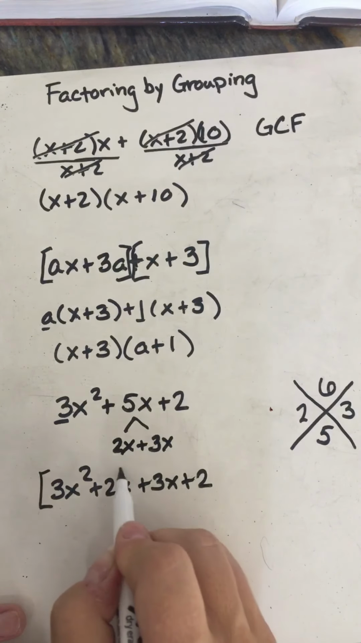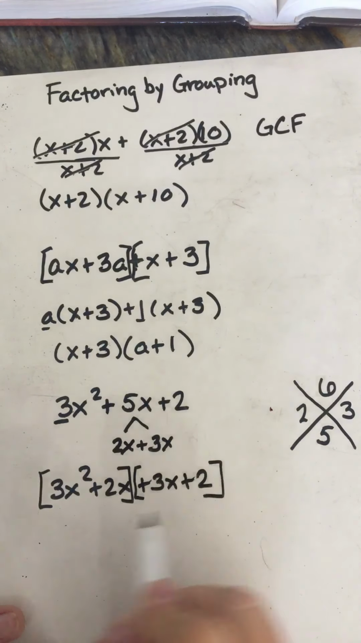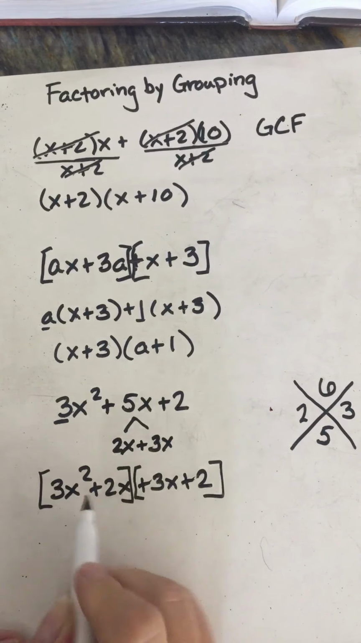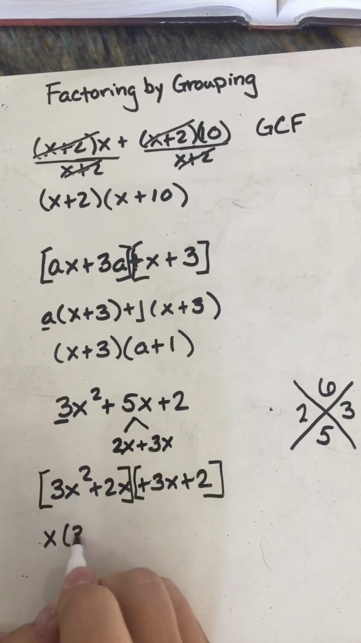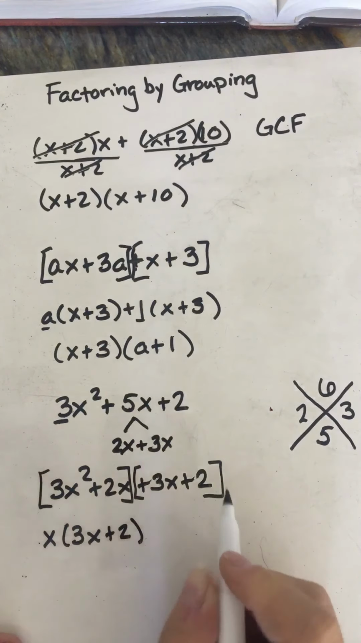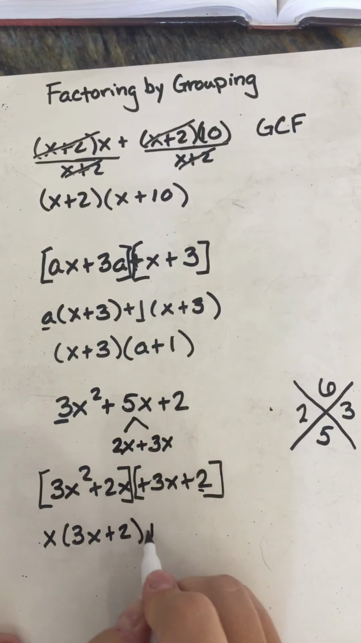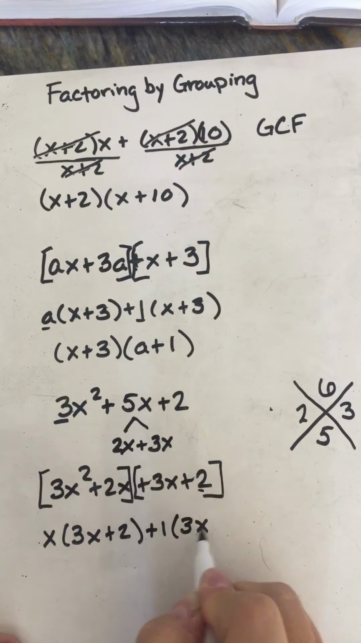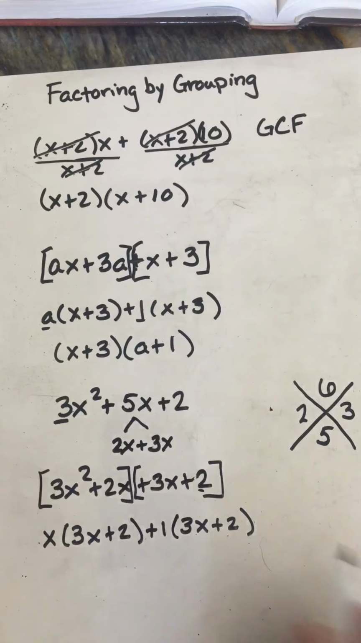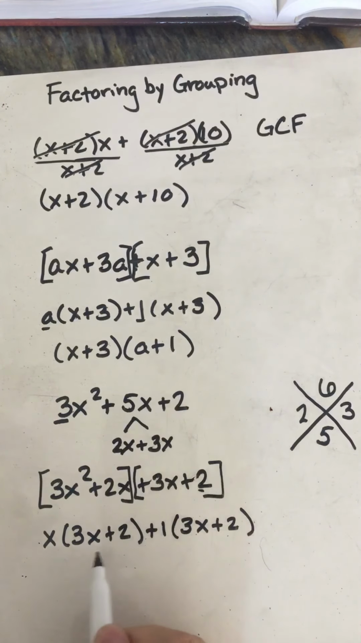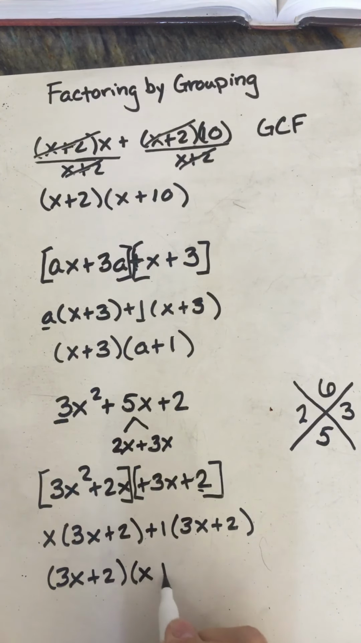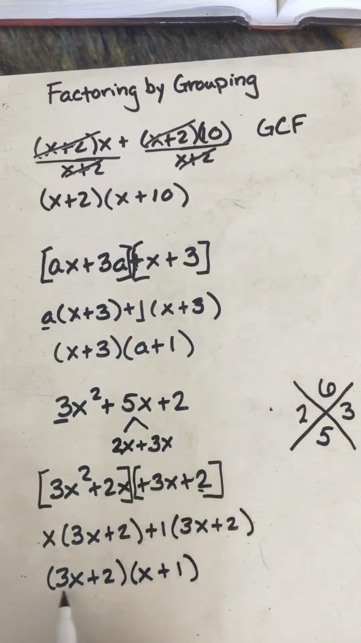All right, let's group it into 2 groups of 2. So the GCF for the first group is x. So I've got 3x plus 2, and the GCF for the second group looks like positive 1, so 3x plus 2. The GCF between these 2 terms is 3x plus 2, and when I divide that out, the quotient is x plus 1. All right, so that is how you would factor something like this.